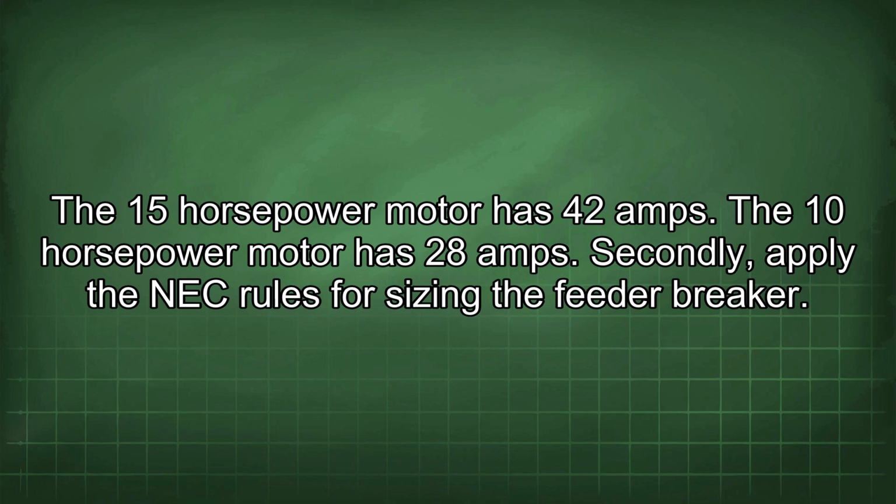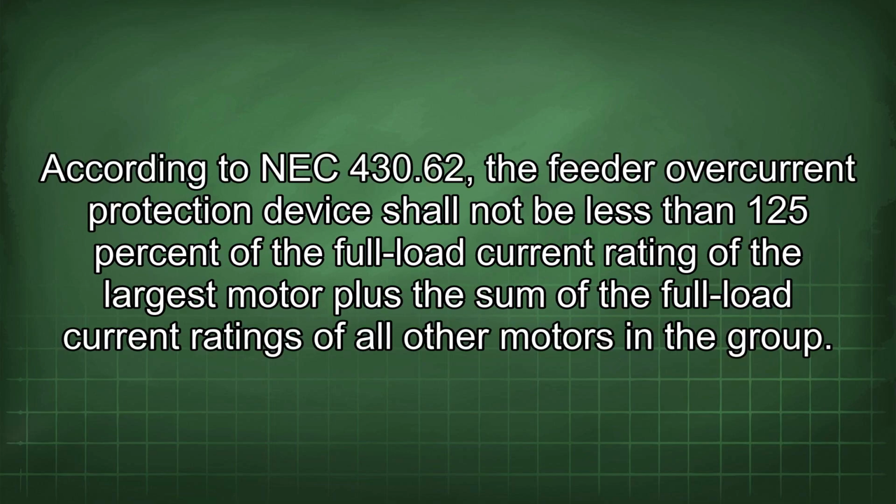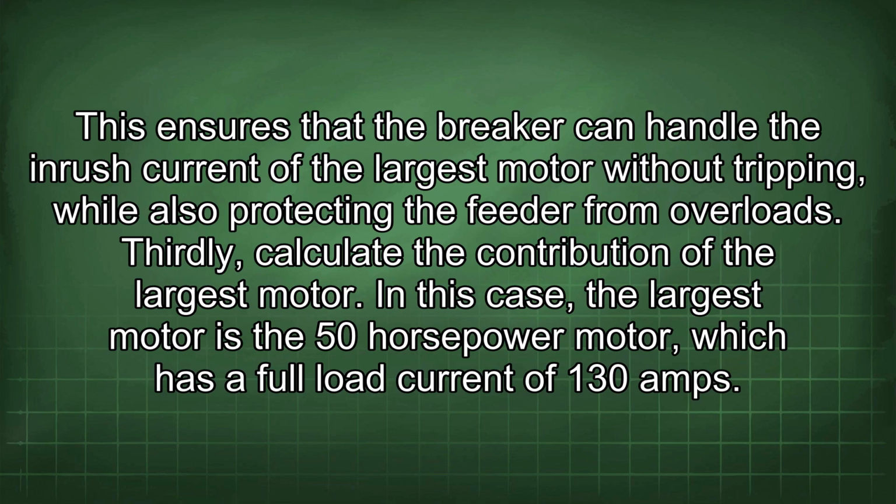Secondly, apply the NEC rules for sizing the feeder breaker. According to NEC 430.62, the feeder overcurrent protection device shall not be less than 125% of the full load current rating of the largest motor plus the sum of the full load current ratings of all other motors in the group. This ensures that the breaker can handle the inrush current of the largest motor without tripping, while also protecting the feeder from overloads.